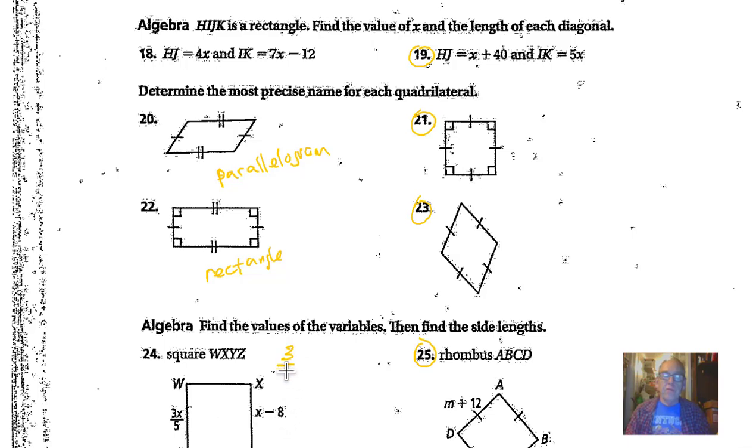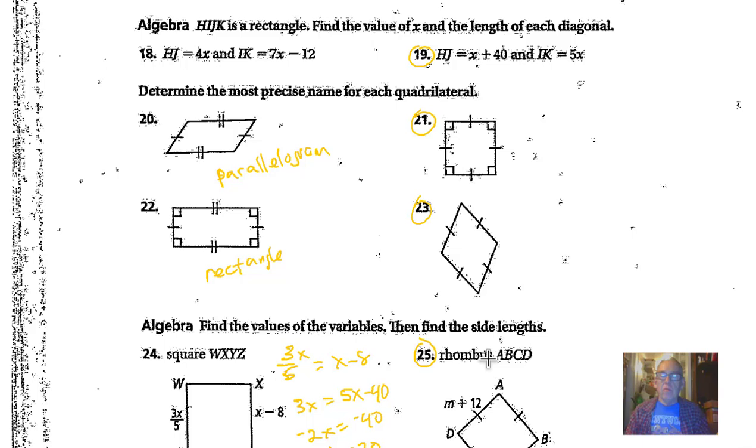So 3/5 x equals x minus 8. Now I would multiply both sides by 5 to get rid of this fraction. So I'm left with 3x equals 5x minus 40. Remember, everything gets multiplied by 5. It cancels out here. And 5x minus 40 on the other side. Take away 5x from both sides. Minus 2x equals a negative 40. Divide by negative 2, x equals 20.